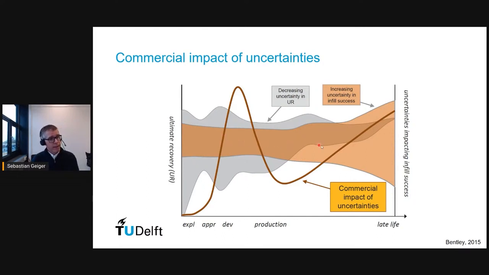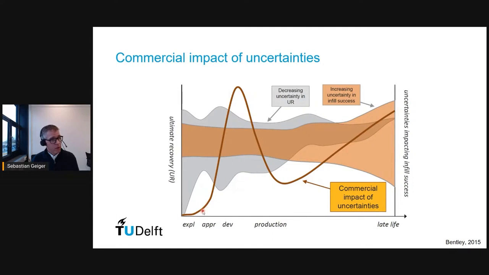As we go later and later in the field life, the uncertainty about drilling additional wells, infill wells, increases because we're not certain how much hydrocarbons these additional infill wells are going to produce. We then think about the commercial impact of our uncertainties.